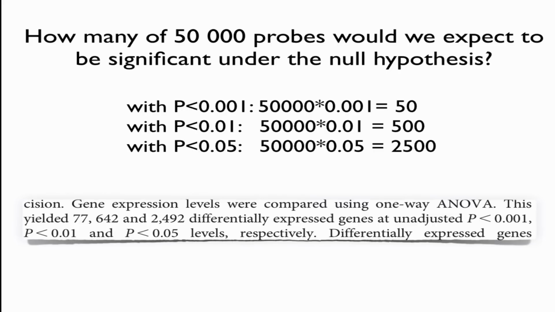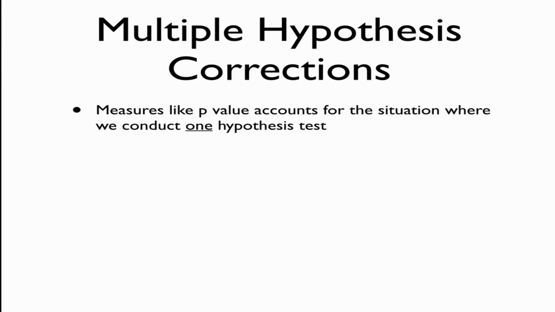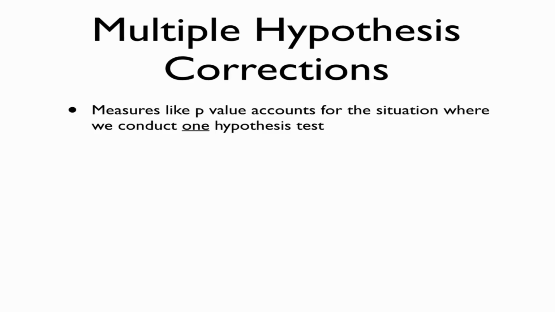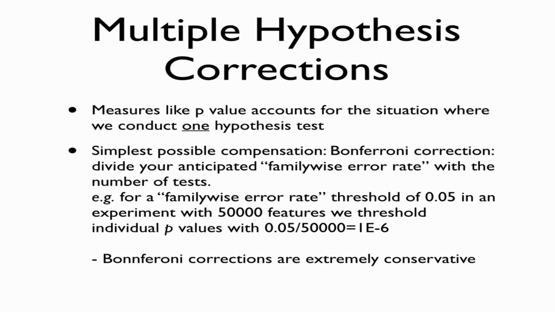Okay, so how do we compensate for the fact that we are testing multiple hypotheses? Measures like the p-value account for situations where we conduct one hypothesis test. But probably the easiest compensation for multiple hypothesis testing is the so-called Bonferroni correction, where you divide a new error rate, or family-wise error rate, by the number of tests.